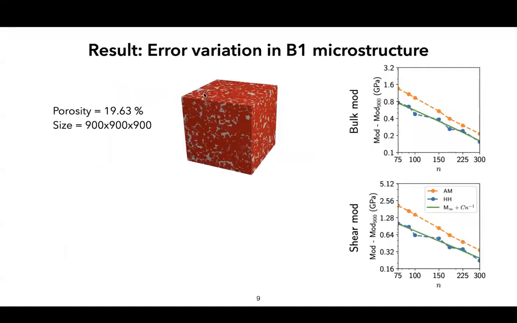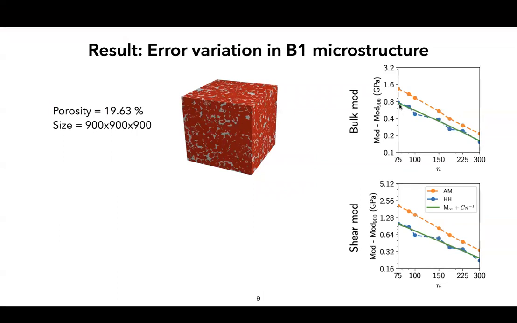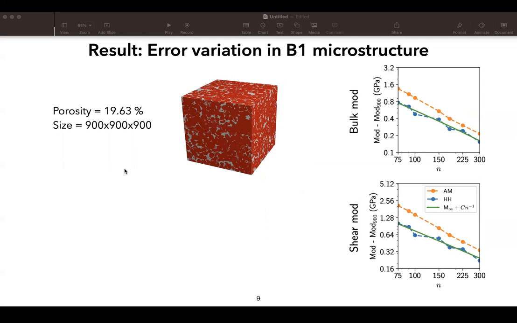So here is the result: error variation in the B1 microstructure. Here I am plotting error in bulk modulus and shear modulus as a function of sub-image size small n. The HHM value is given here in blue data for both bulk and shear modulus, and I am fitting this data with the functional form M infinity plus c times n to the power minus 1. We see it fits very well.